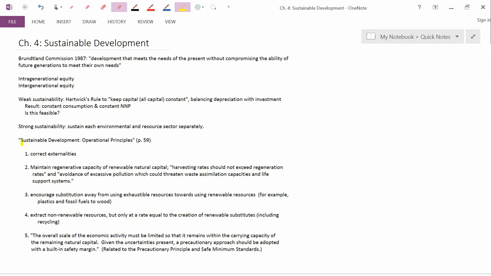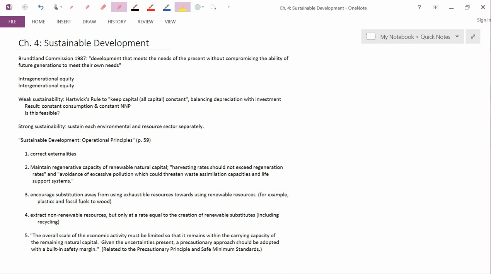So what do your authors write about the overall operational principles that would result in sustainable development? Well, they have a 5-point plan, which they say is certainly not complete, but it's a start. The first point in the plan, correct externalities. And we've engaged by now in a lot of study about how to do that. The second point in the plan, let me read, maintain the regenerative capacity of renewable natural capital. So they say harvesting rates should not exceed regeneration rates.